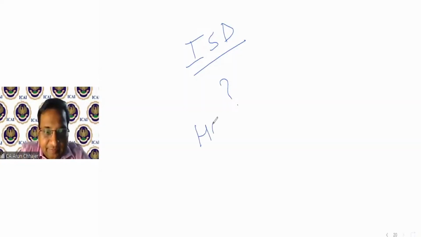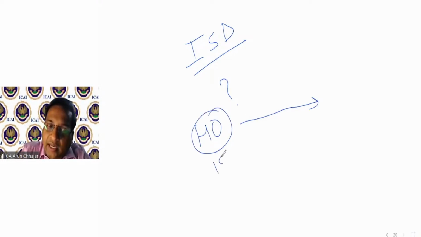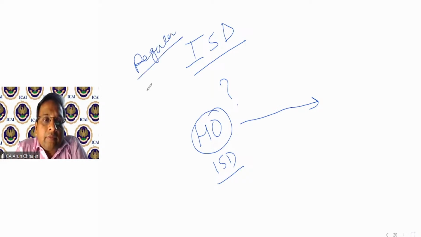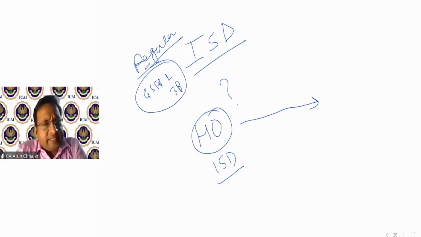Head office has taken the registration under the ISD category. So it is a separate registration. It is not a regular category of registration. In the regular category of registration, normally we are required to file GSTR 1 and GSTR 3B, with ITC to be taken based on 2A, 2B, etc.